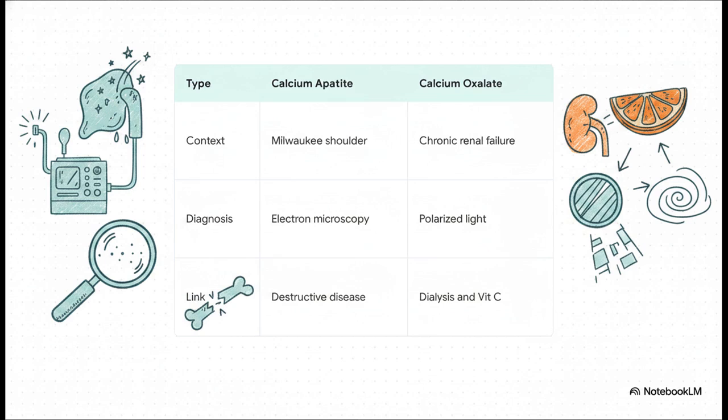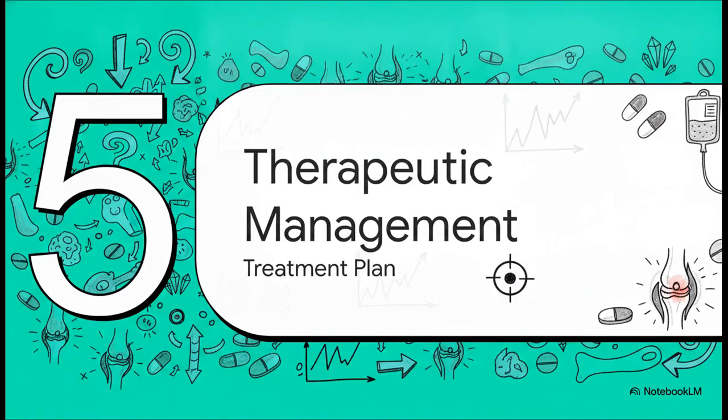On the other side, we have calcium oxalate deposition disease. This one is heavily contextual. You're almost exclusively going to see this in patients heavily dependent on long-term dialysis who have chronic renal failure. It's often linked to the ascorbic acid or vitamin C metabolic pathway, which breaks down into oxalate that their failing kidneys simply cannot clear. And finally, Section 5, Therapeutic Management.